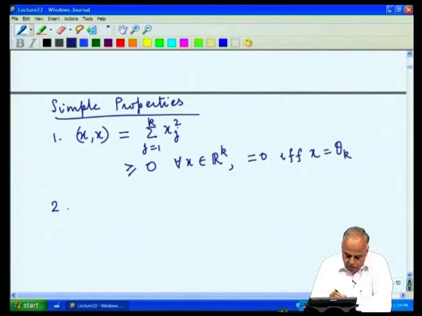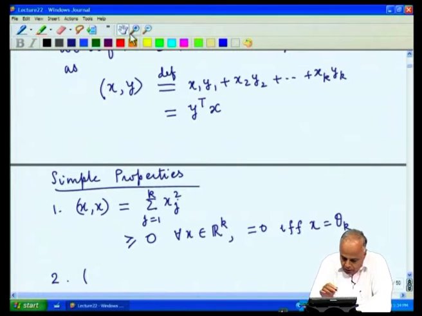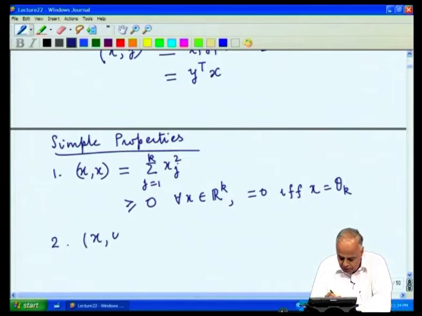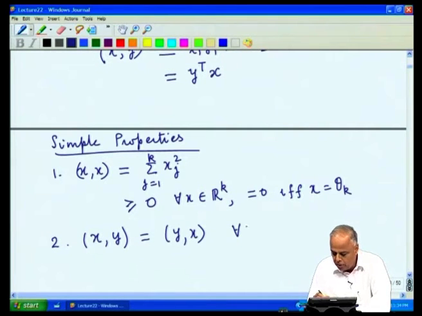Before that, we observe that the definition here is symmetric in x and y. If we interchange the positions of x and y, the result is going to be the same. We will get y 1 x 1, y 2 x 2, y k x k, but the result is going to be the same. Therefore, we observe this symmetric property: x comma y is the same as y comma x for every x, y in R k.